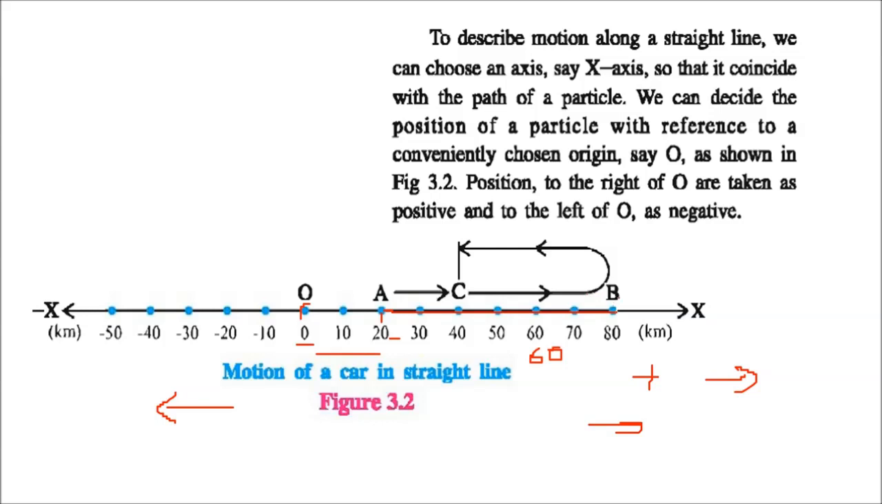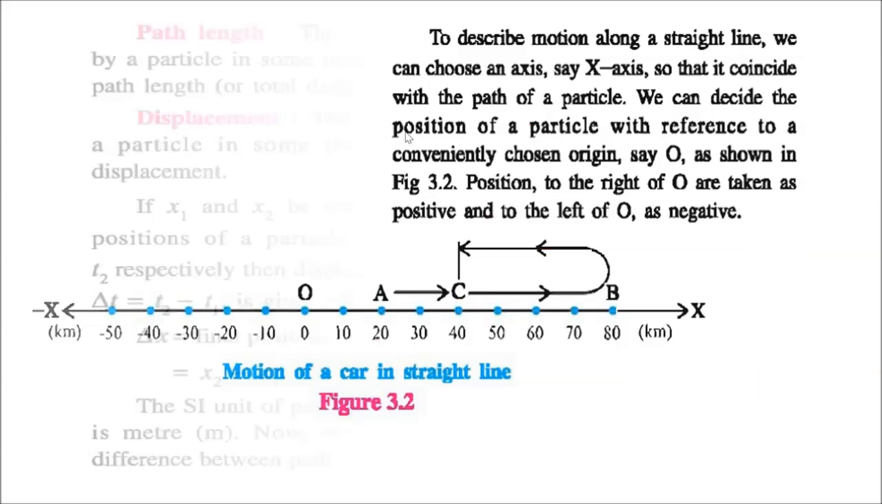At 80 it turns back and moves back until it stops at point C. Now it is coming back in the opposite direction, so it has to be in the negative direction. From 80 to 40, how much distance has it traveled? It is 40 again, but in the negative direction, right? So this is the scenario we will take in various discussions from now.